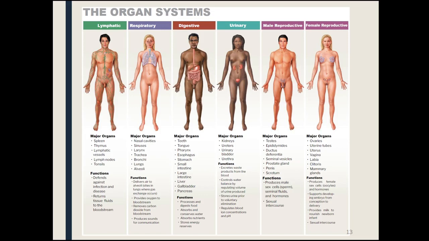The last two that we have are the reproductive systems. This, again, you'll learn more in AMP2, and we're going to see that our major organs are going to include different types of sex cells, whether it's sperm or oocytes, seminal fluids, and different hormones. It helps to provide milk to nourish the newborn infant and helps in function with sexual intercourse as well.